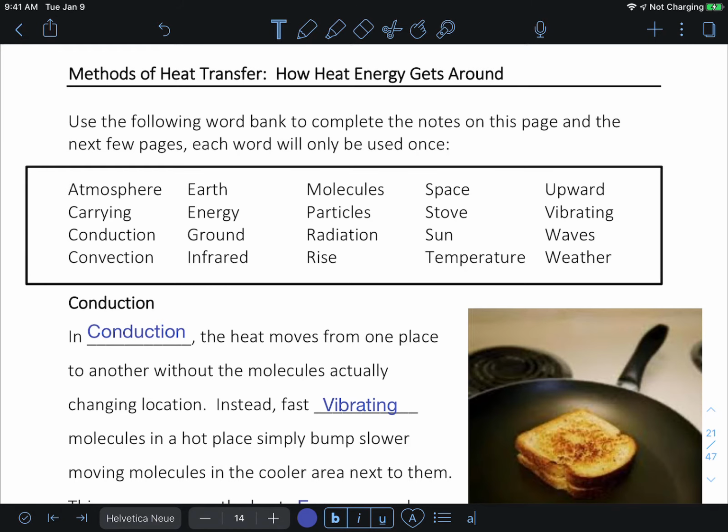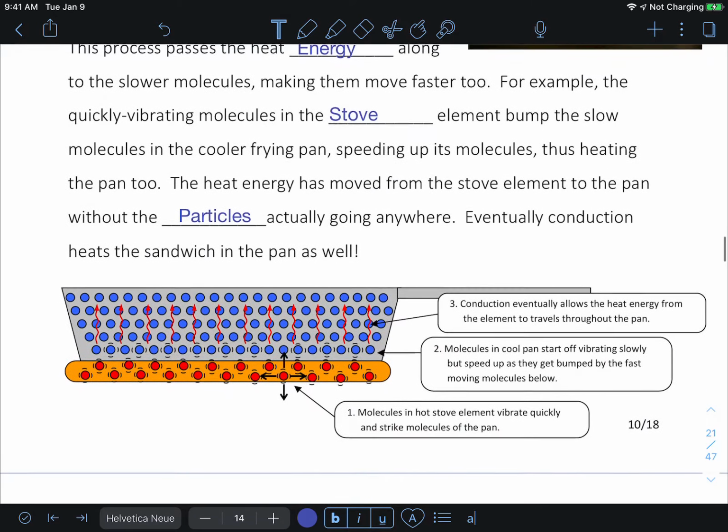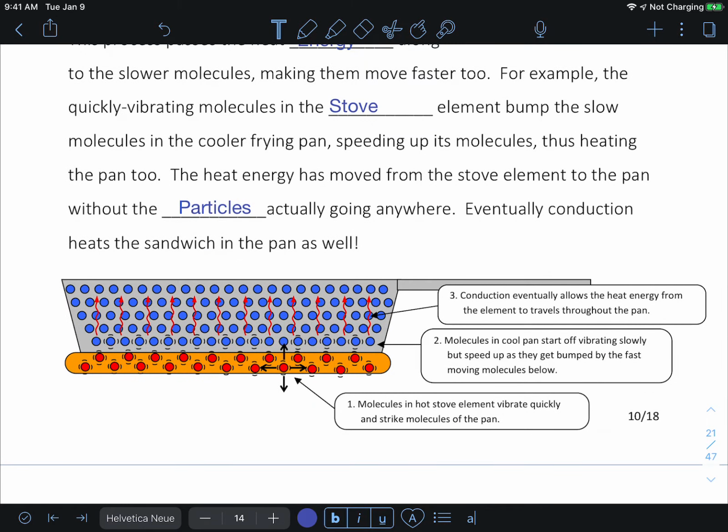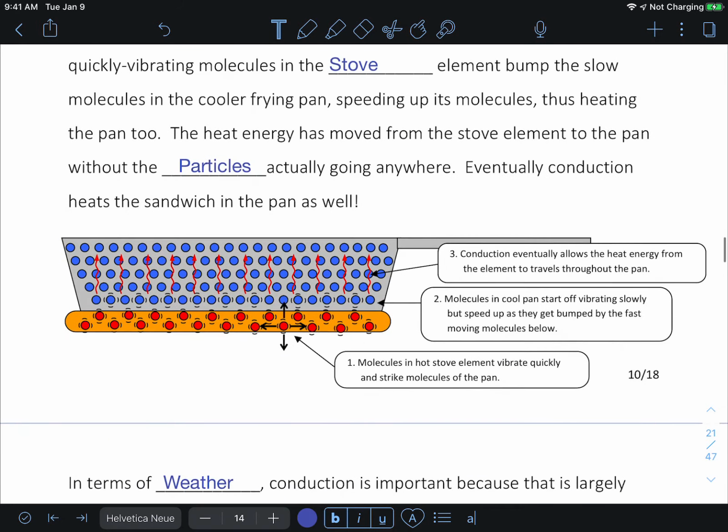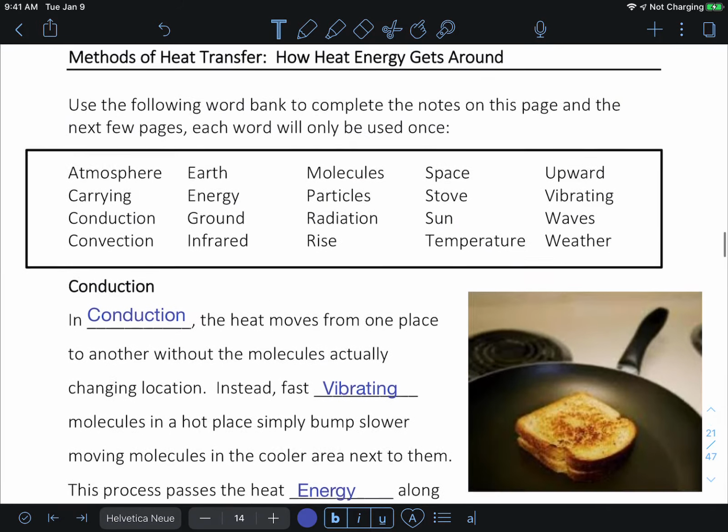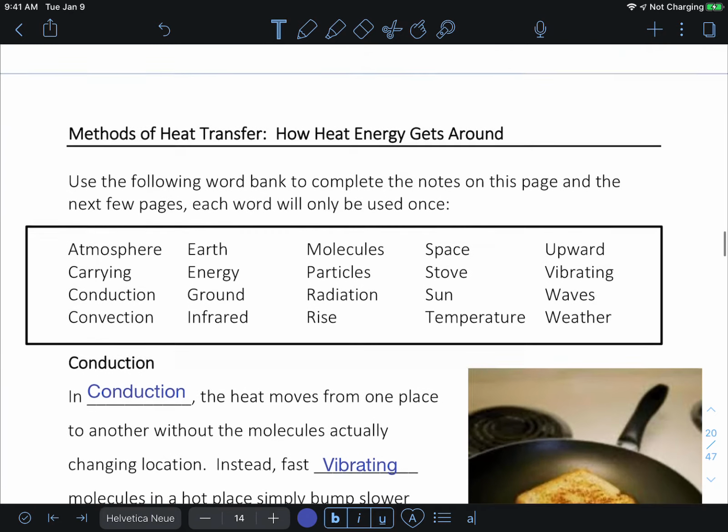We are now on page 21 by my count. I don't think these pages are numbered. Okay, so oh yeah, they are, page 21.